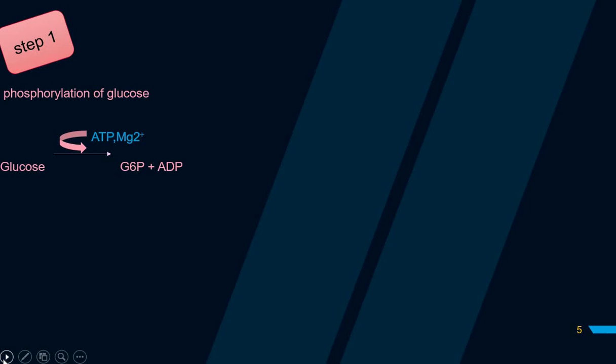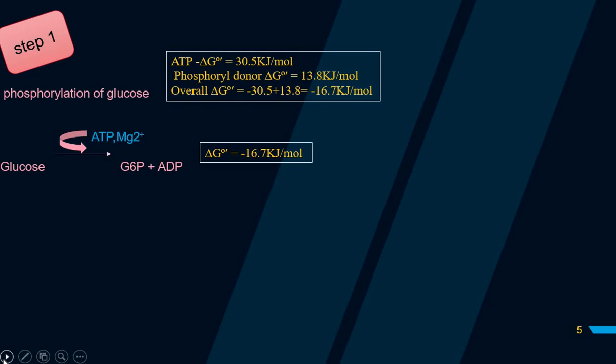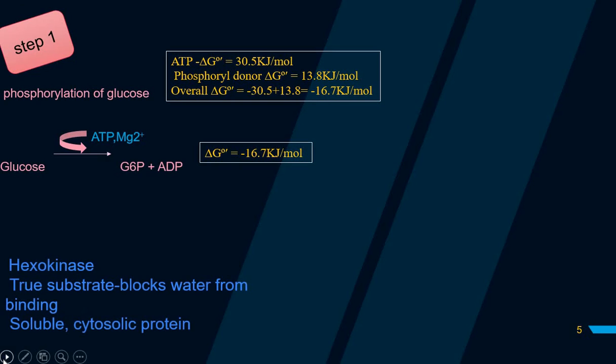So this reaction is known as the priming reaction, and this reaction liberates a free energy of about minus 16.7 kilojoule per mole. இதோட calculation எப்படி வரும்னா ATP ஓட free energy minus the phosphoryl donor ஓட free energy, which is the ultimate overall free energy of this step, and this step is guarded by the enzyme called hexokinase. Hexokinase is called a true substrate nu சொல்றாங்க because hexokinase blocks the binding of water molecule to the substrate, and hence the binding between enzyme and the substrate is 100%. And also this hexokinase is a soluble and cytosolic protein.